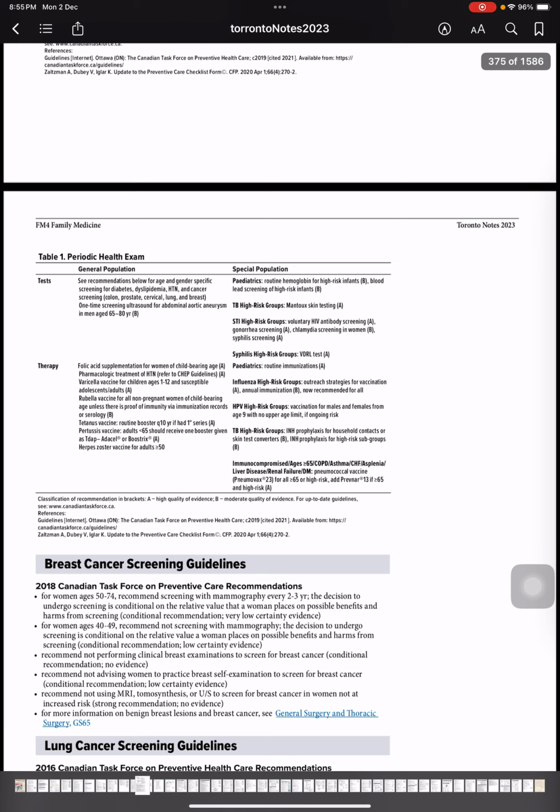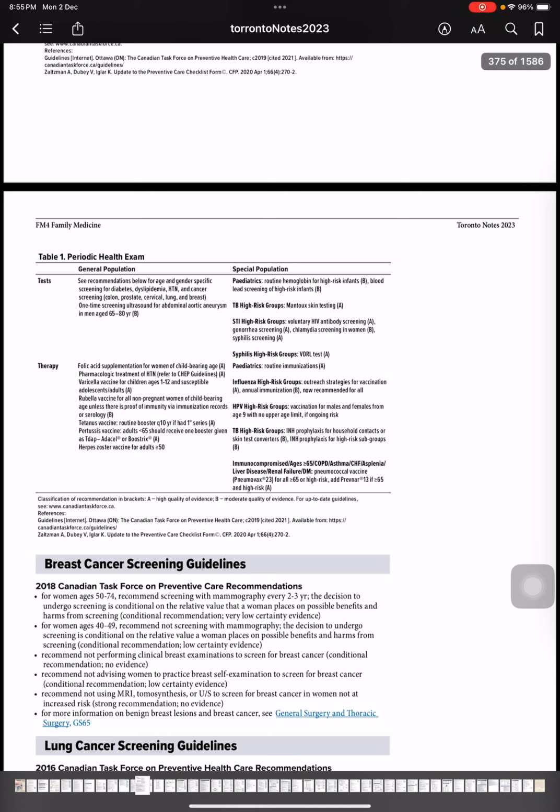Immunocompromised, age more than 65, COPD, asthma, congestive heart failure, asplenia, liver or kidney disease or diabetes. So you need to give pneumococcal for all more than 65 or high risk, and add Prevnar 13 for more than 65 and high risk. So you need to learn Prevnar and pneumococcal. There could be a confusion amongst you. So let me tell you, if the patient is, let's say, immunocompromised, more than 65, has COPD, or any chronic condition, you need to give Pneumovax 23, which is recommended for all more than 65. Add Prevnar if the patient is more than 65 and high risk.